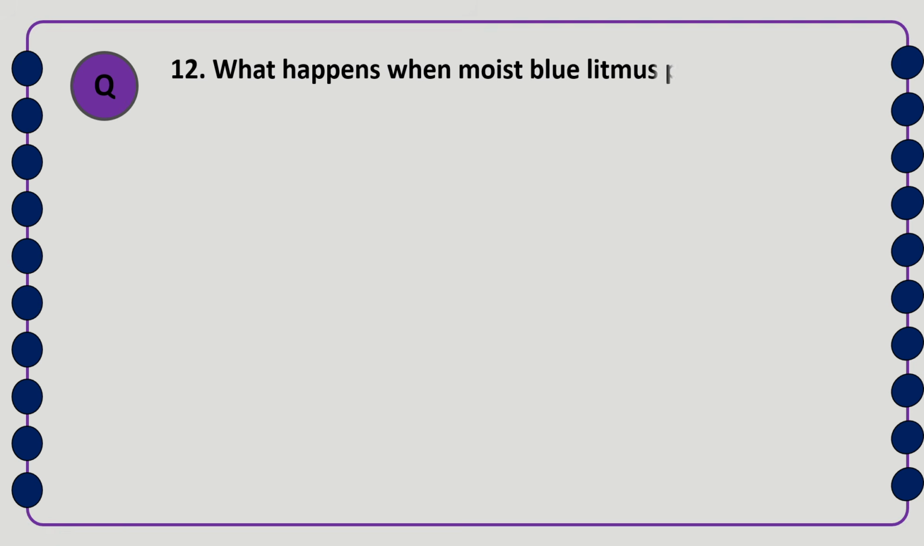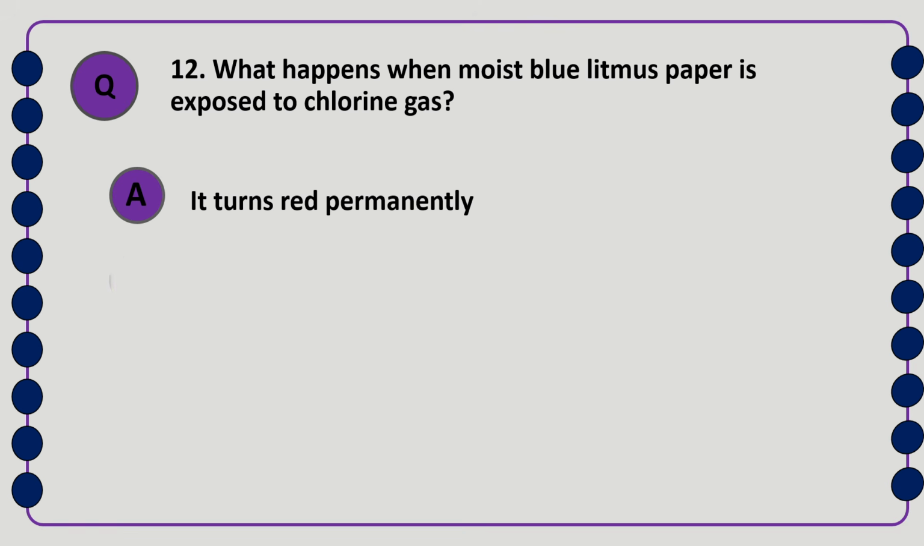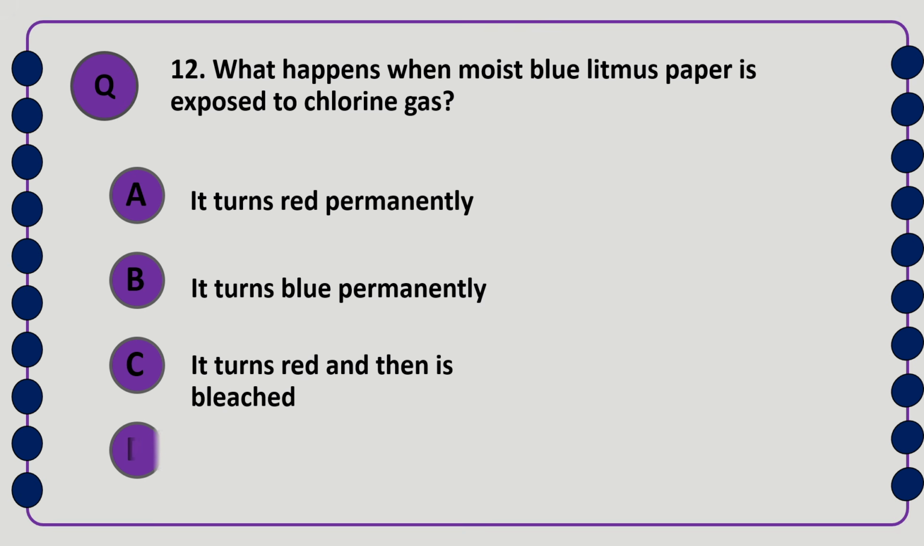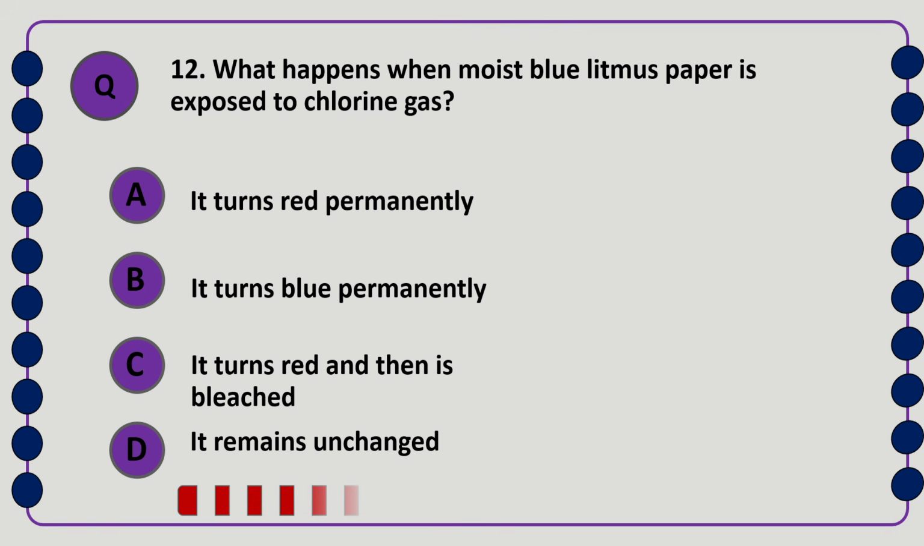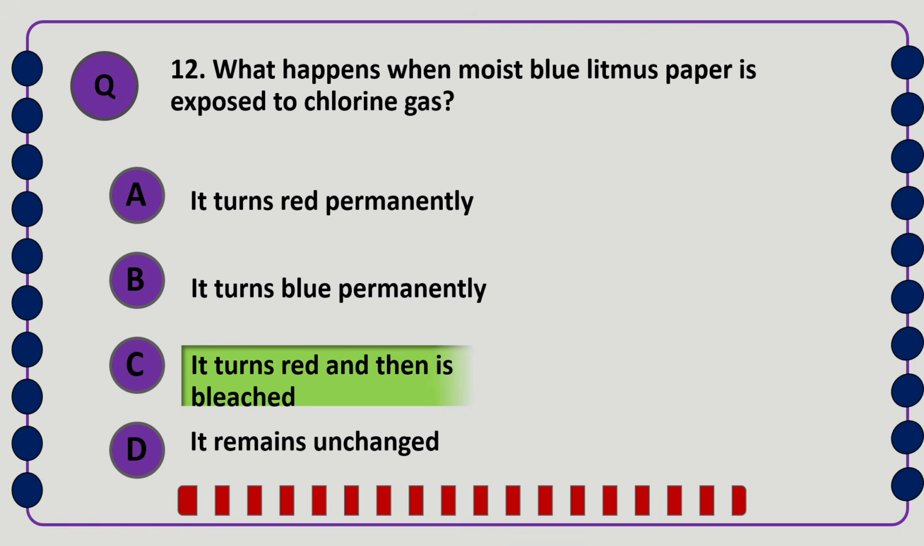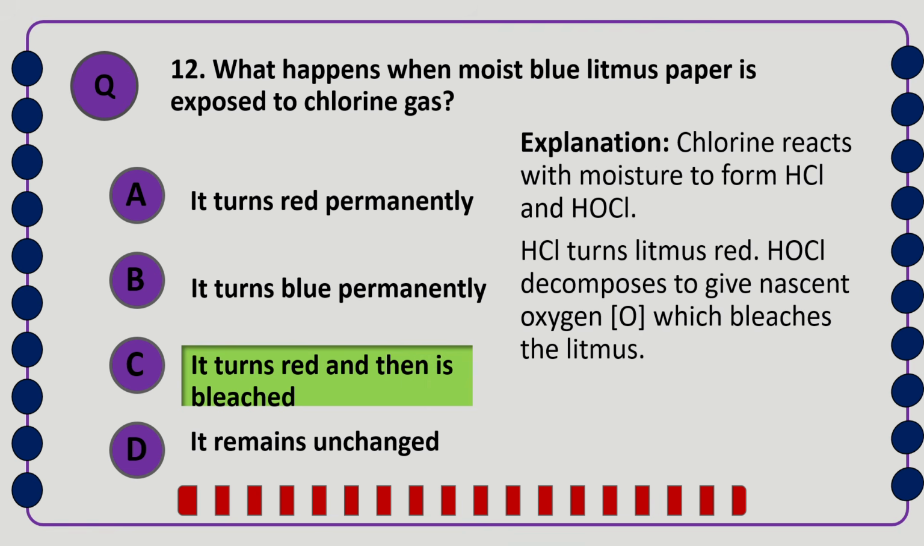What happens when moist blue litmus paper is exposed to chlorine gas? It turns red permanently, it turns blue permanently, it turns red and then is bleached, it remains unchanged. One nature of chlorine, I'll let you know, students, it is a bleaching agent. Oh, the option is clear now. Yes. Since it is acidic in nature, it will turn blue litmus paper red. But since it is a bleaching agent also, it bleaches, it changes the color, it fades the color.